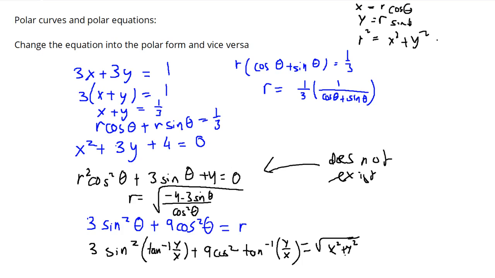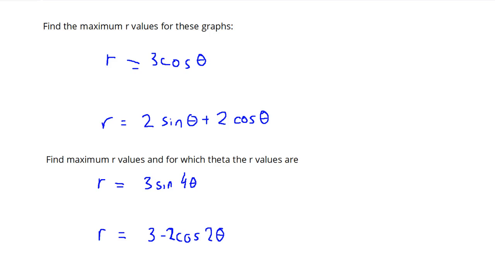So theta is also equal to the tan inverse of y over x. If you haven't looked at the other thing already, this works as well. I should have put the r as r squared, because now it isn't really a circle anymore. So that's basically the implicit equation. I don't think you can actually solve in terms of y or x for that. That's pretty hard. Find the maximum values for these graphs.